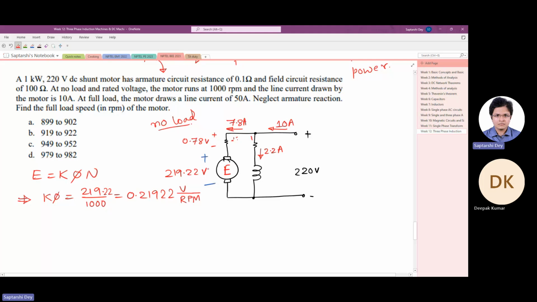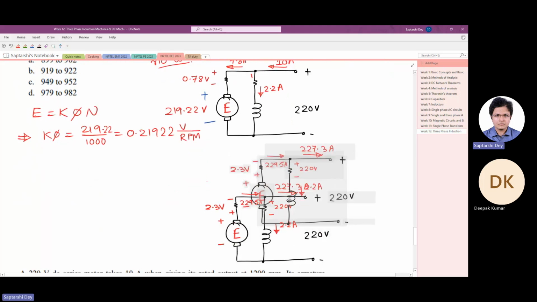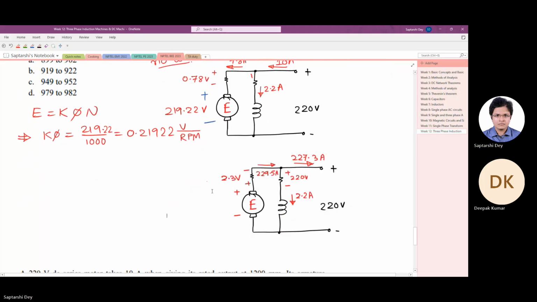Okay. Now this is done. Now we have to look into the full load condition. The motor is drawing a line current of 50 ampere. Once again, I will copy this from my clipboard and paste it.